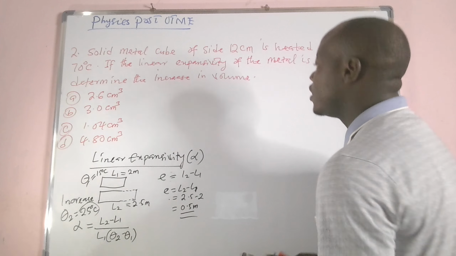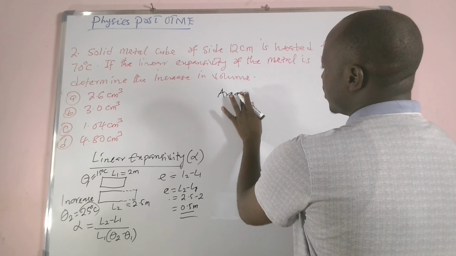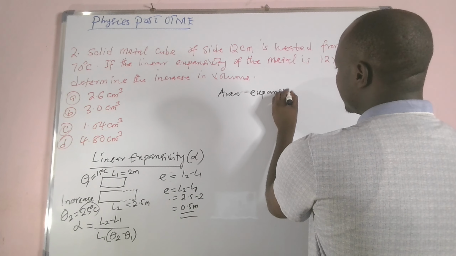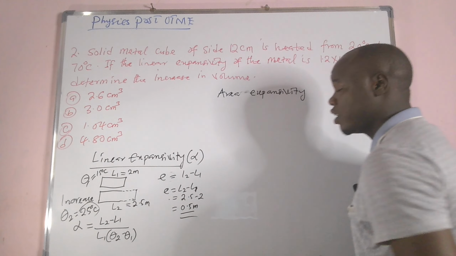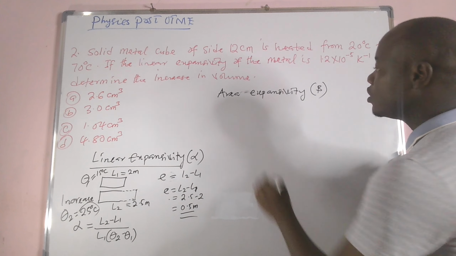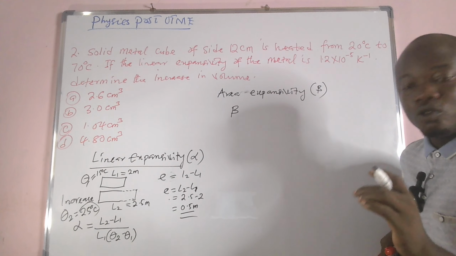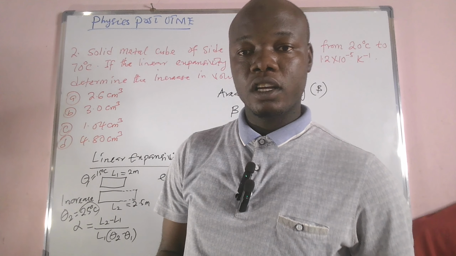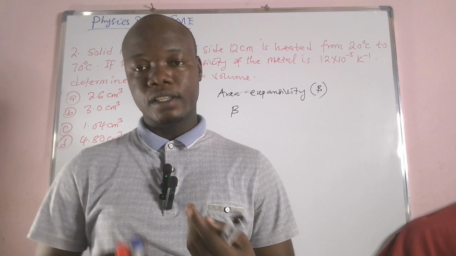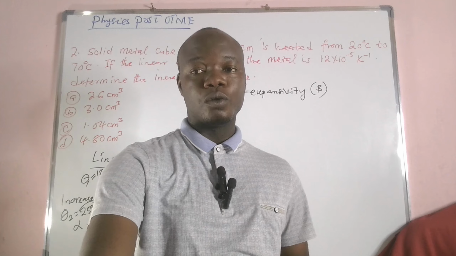So then apart from the linear expansivity, we also have area expansivity. In the case of area expansivity, it is represented by beta. So the formula for calculating beta is based on the increase in area, that is, the increase in area for unit area for each degree rise in temperature. So here it is no longer length, rather it is area.